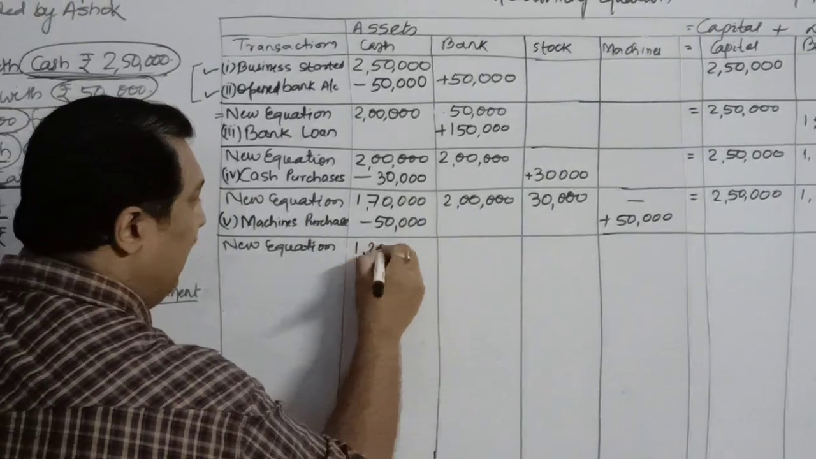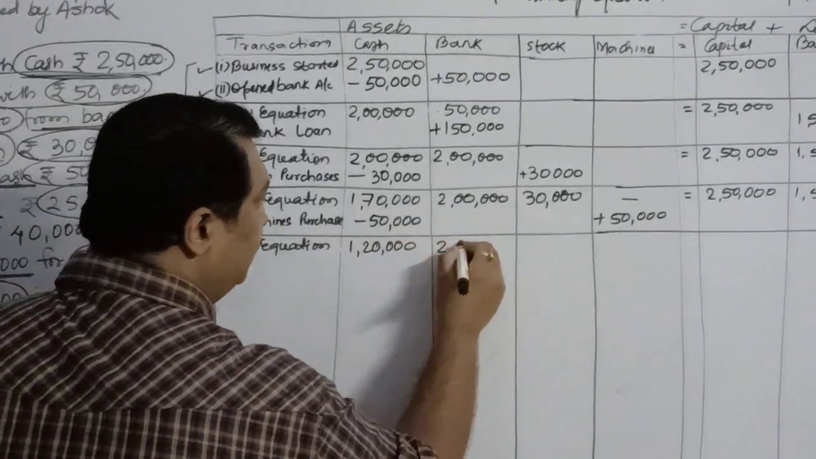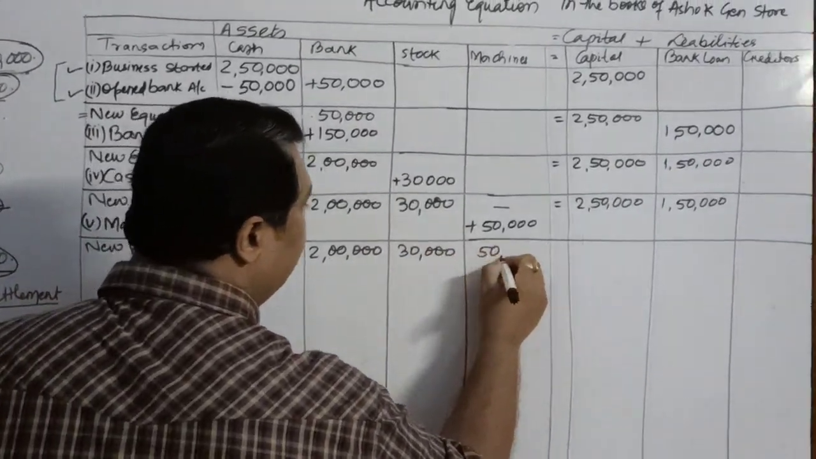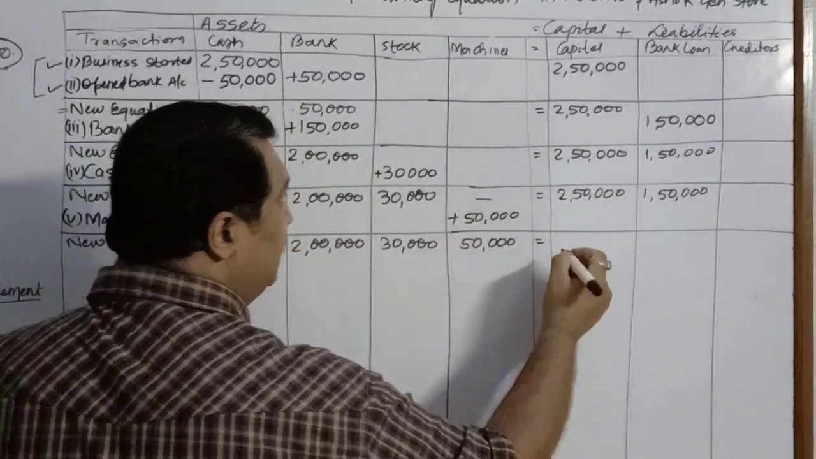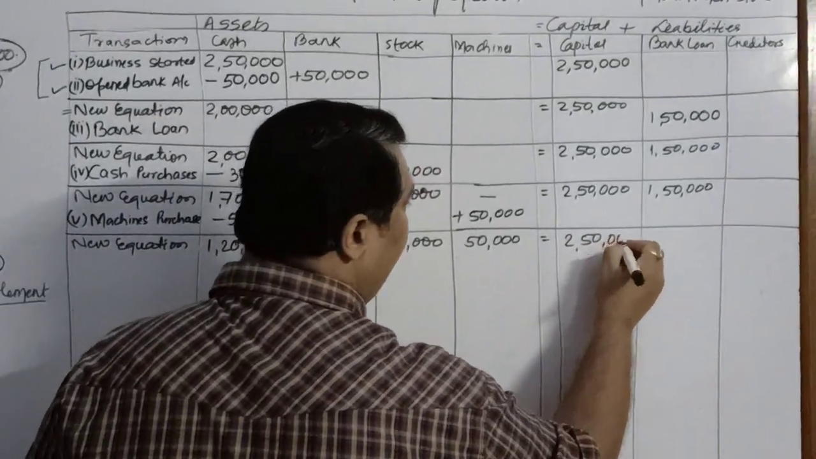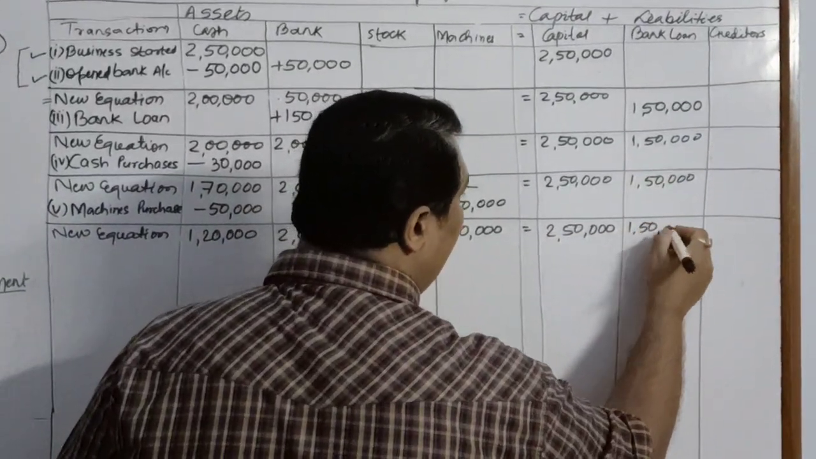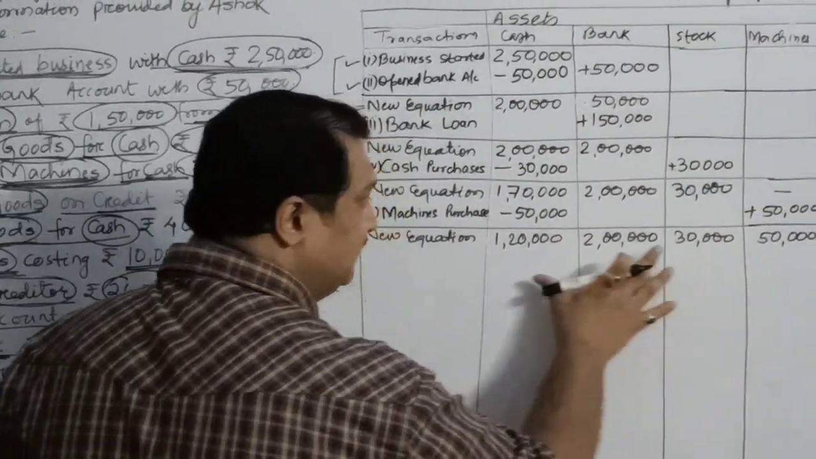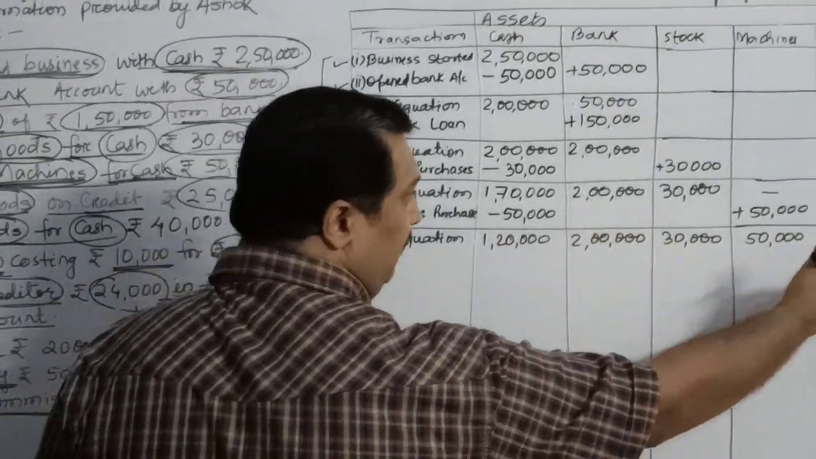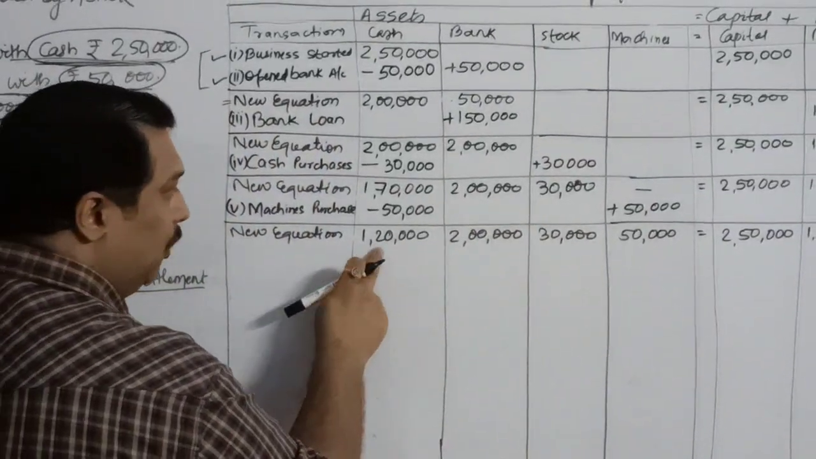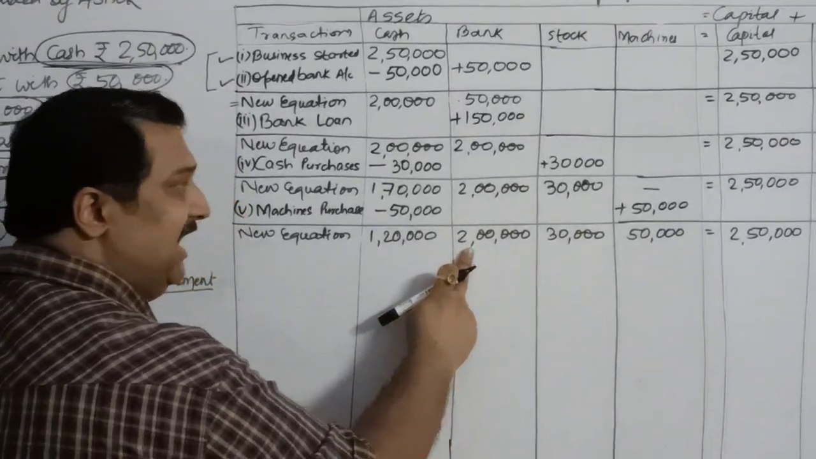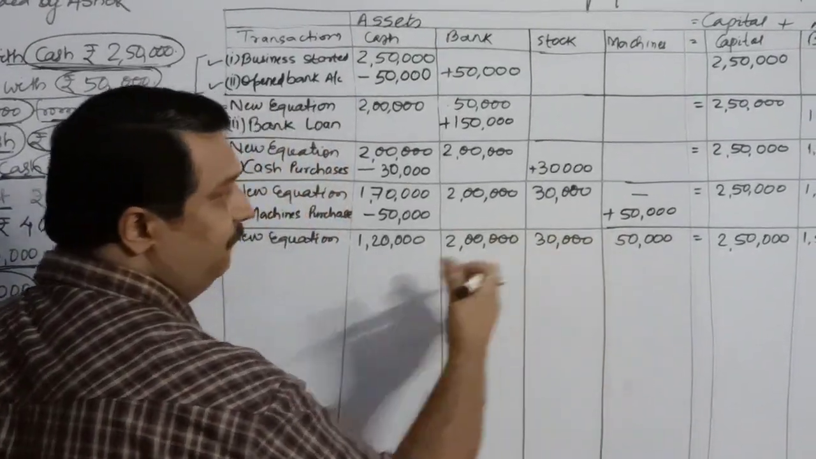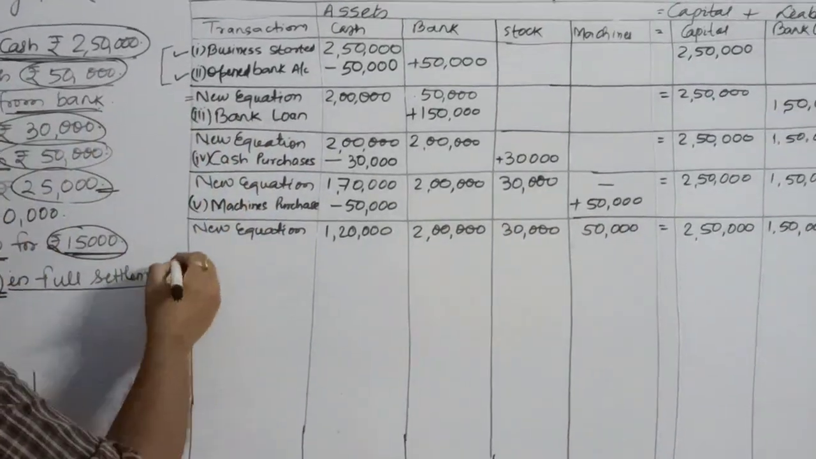How much is it? 1,20,000. This is 2 lakhs. This is 30,000. This is 50,000. No change in the capital, so it is still 2,50,000. No change in bank loan, so it is still 1,50,000. If you add all these items of assets, it will be equivalent to 4 lakhs. Just check it. 1,20,000 plus 2 lakhs, 3,20,000 plus 30,000, 3,50,000 plus 50,000, 4 lakhs. So it is still equal on both the sides.